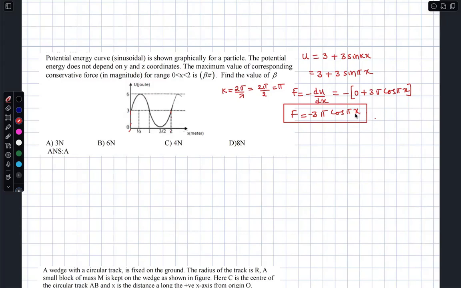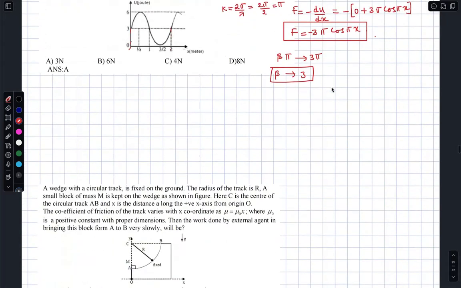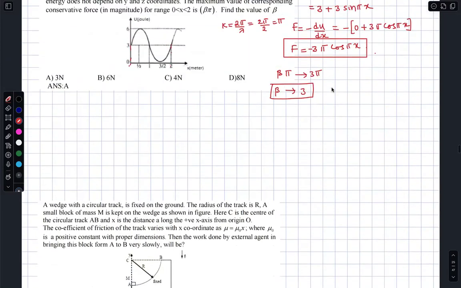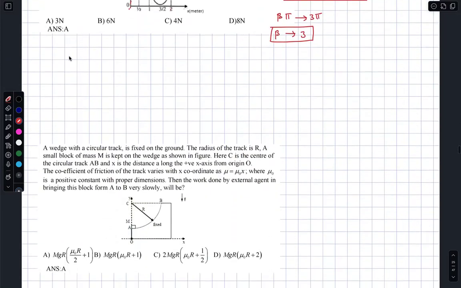What do you want? The maximum value of the corresponding conservative force. Actually, here they're asking for beta pi. In the place of beta pi, we have 3 pi. So the value of beta is 3 newtons. The easy question. The only thing you need to know is two things: drawing the function and relating that to F. It's a very simple question, basically. Right. We'll move on to the next question.